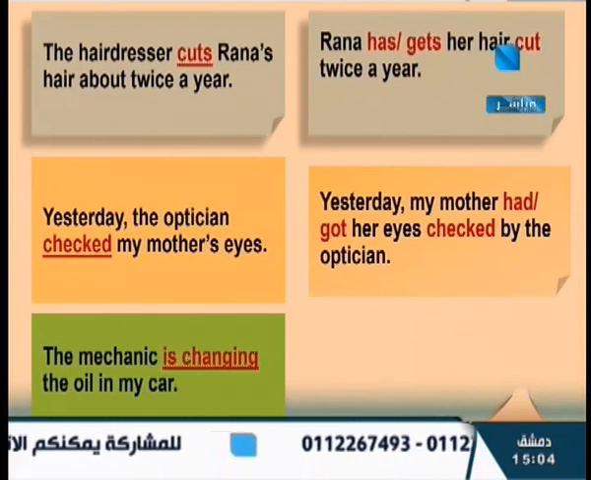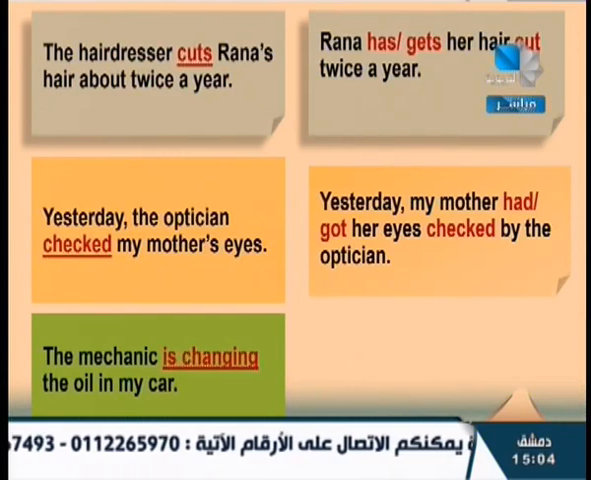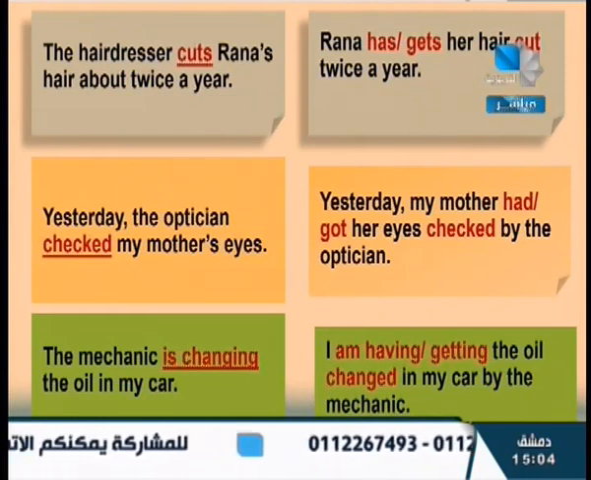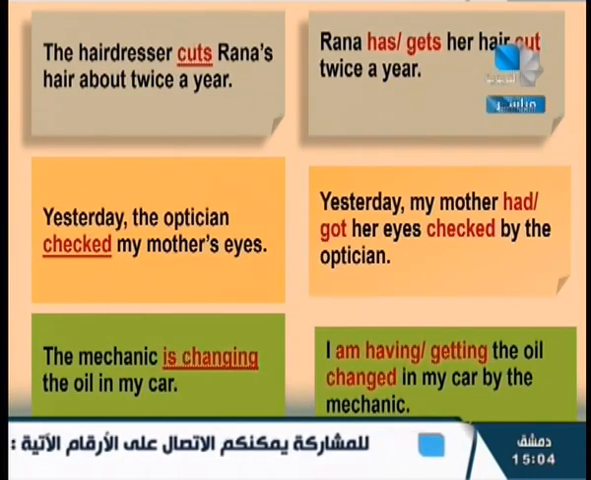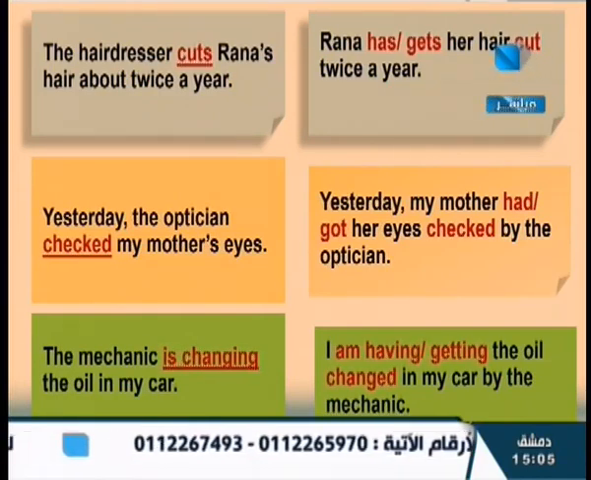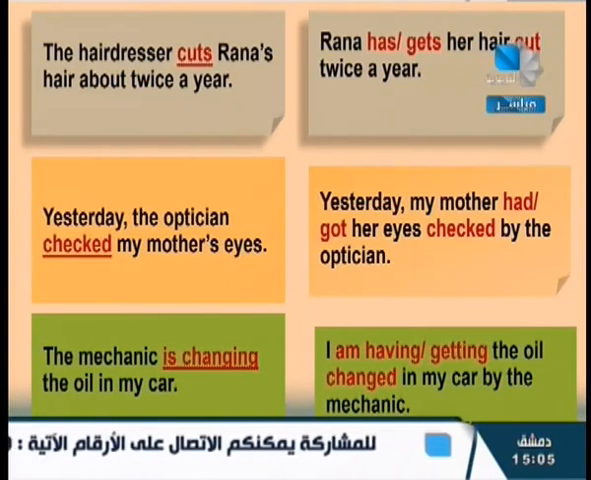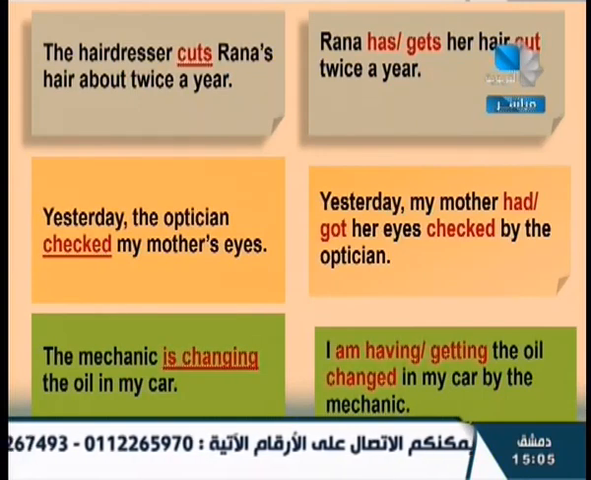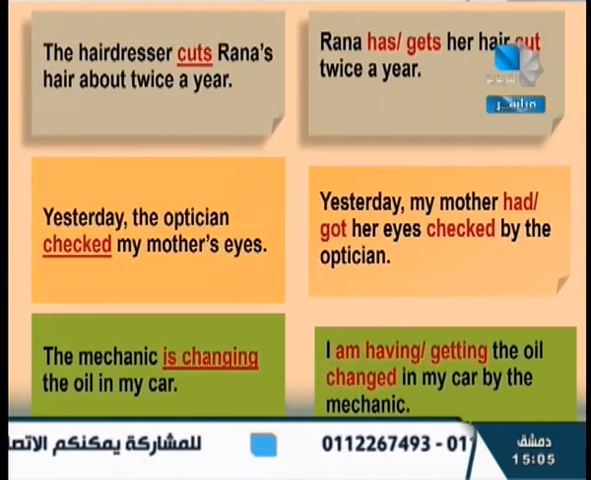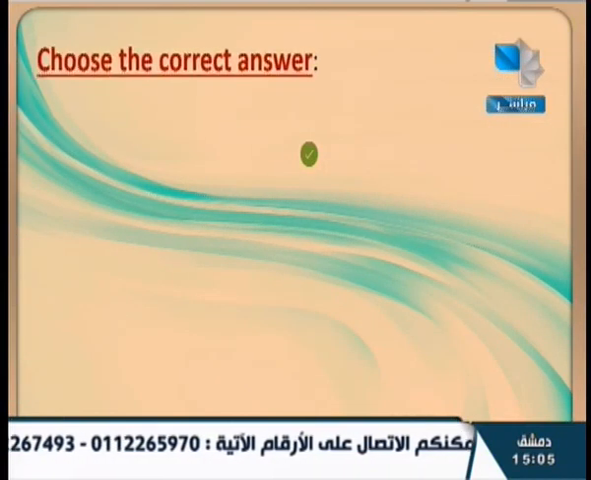The last one, the mechanic is changing the oil in my car. Here it's in the present continuous. If we want to make it a causative sentence, we put the subject, I. After that, the causative verb in the present continuous, I am having or getting. The object is the oil. After that, the past participle of the main verb, changed, and the complement of the sentence, in my car, by the mechanic. Okay, here we have some exercises, and you have to deal with them.